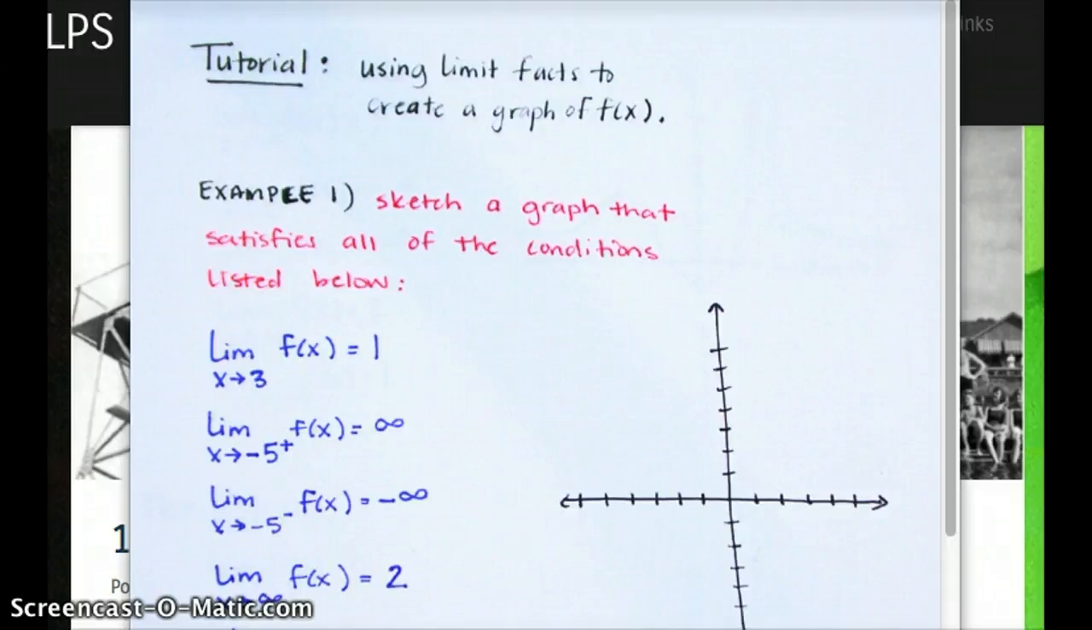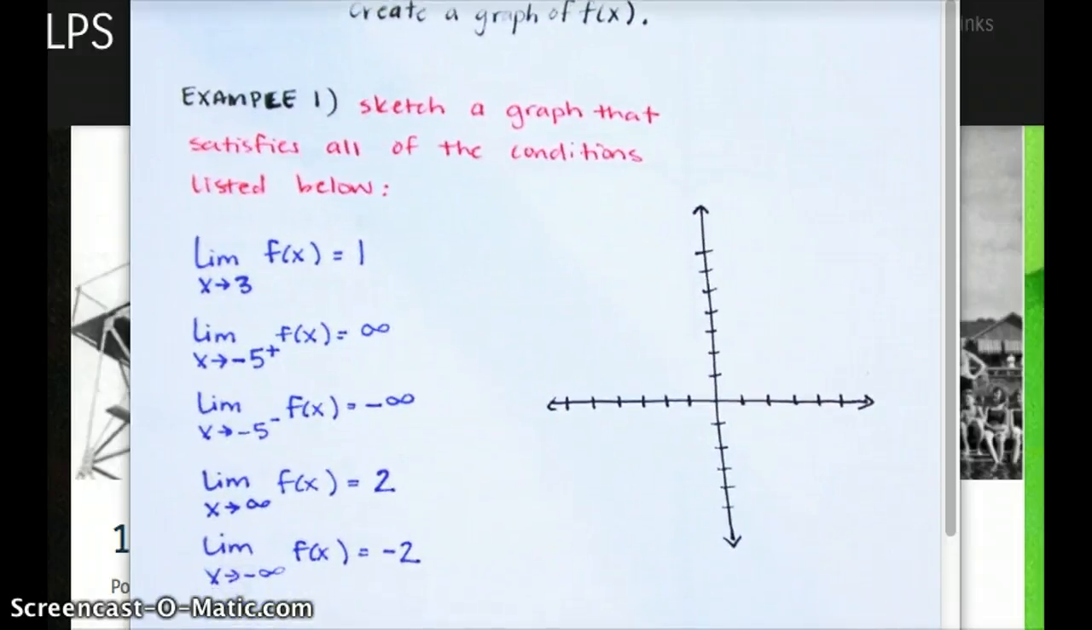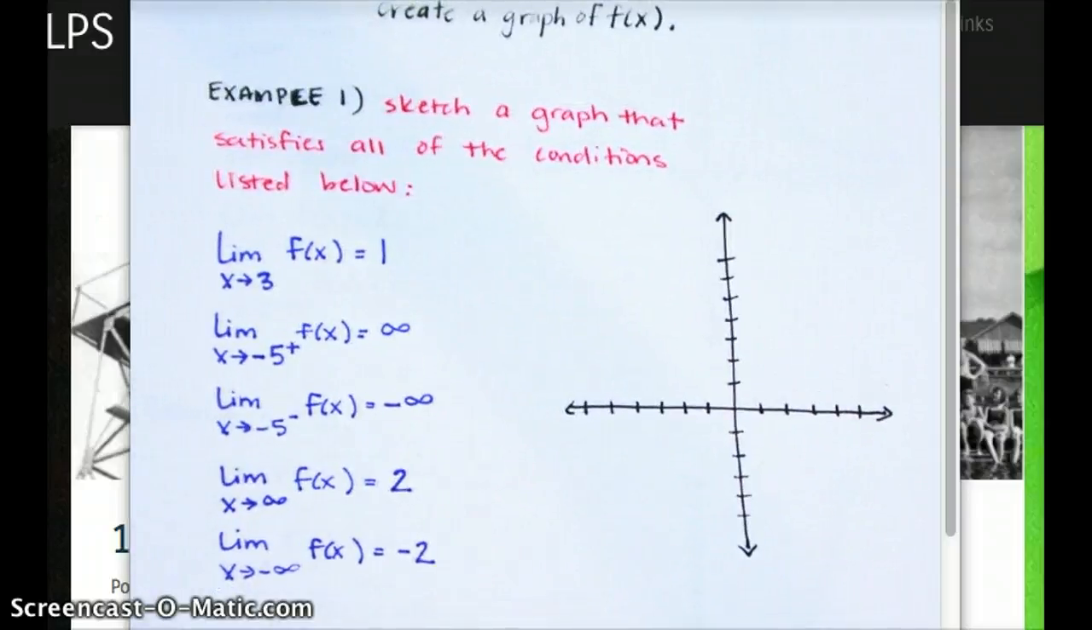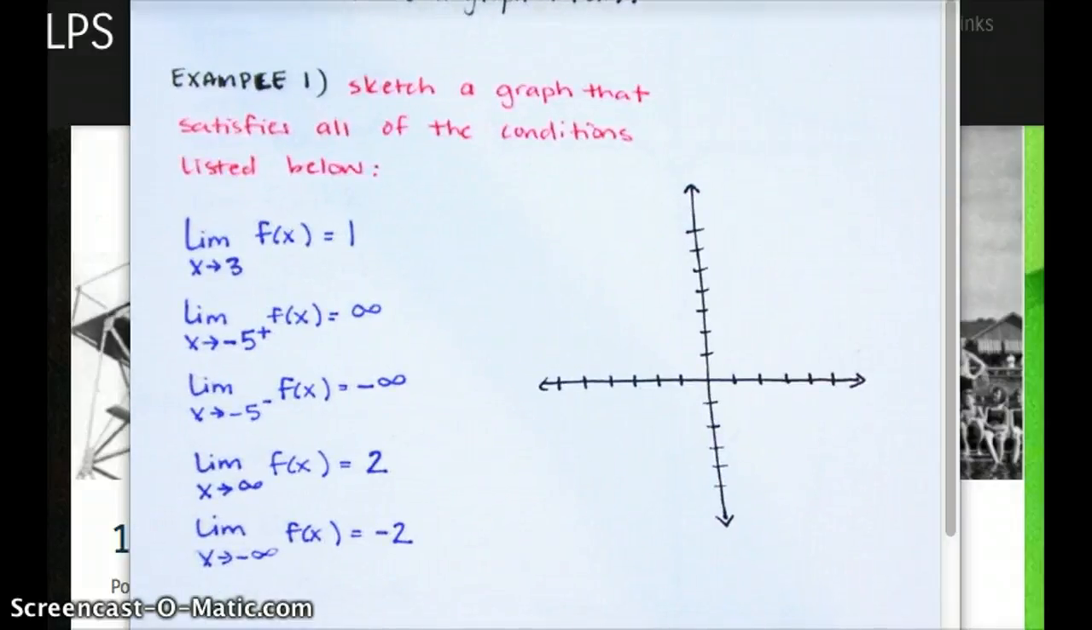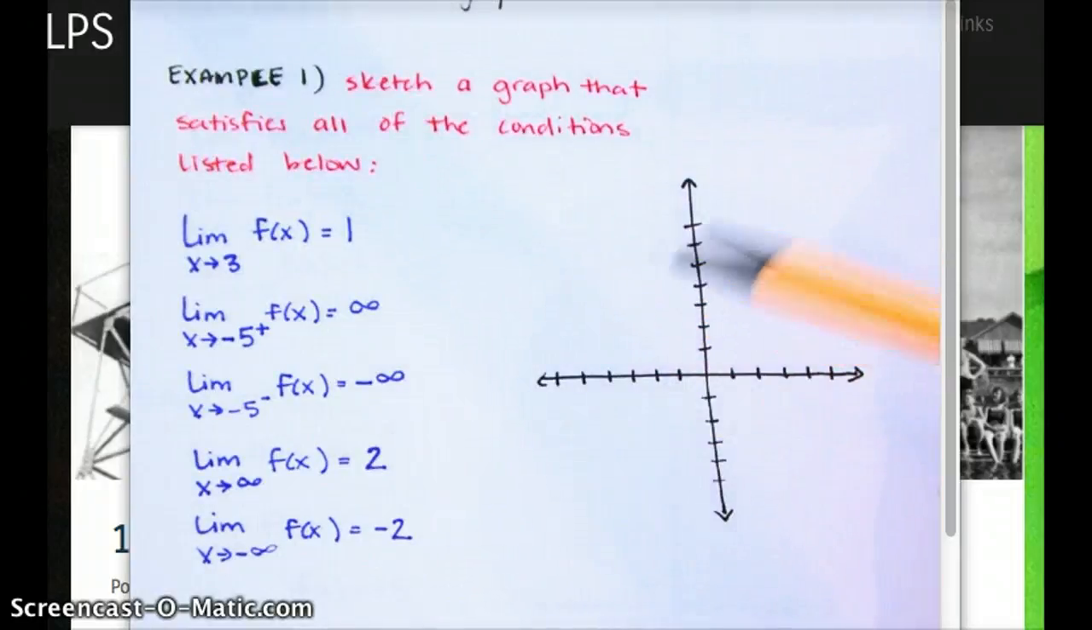The instructions are to sketch a graph that satisfies all of the conditions listed below. And when they say conditions, they're talking about these five limits. So each of these five limits is telling you something different about the graph that you're supposed to sketch. The key is that you need to be able to interpret this notation in order to understand what has to be true about your graph.